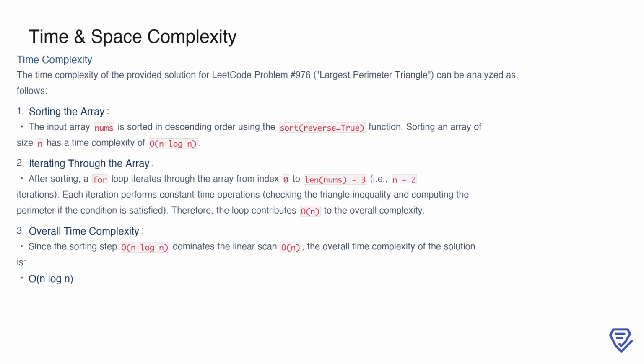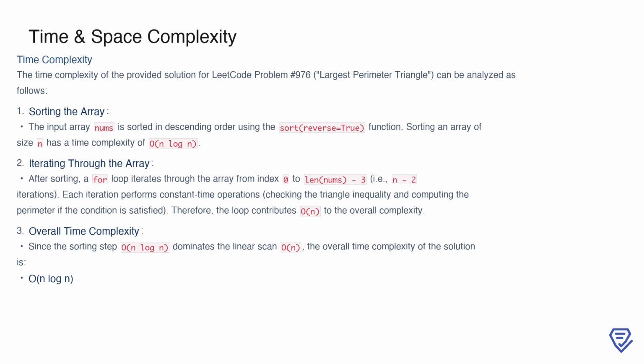The time complexity of the solution can be broken down into two main components. First, we sort the input array nums in descending order using Python's built-in sort, reverse equals true, function. Sorting an array of size n takes O(n log n) time, which is the most computationally expensive step. After sorting, we iterate through the array using a for loop, checking groups of 3 consecutive sides to determine if they can form a valid triangle. Since the loop runs a linear number of times, specifically n-2 iterations, this step contributes O(n) to the total complexity. When we combine these, the sorting step dominates, making the overall time complexity of the solution O(n log n).